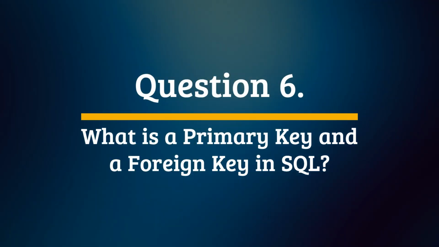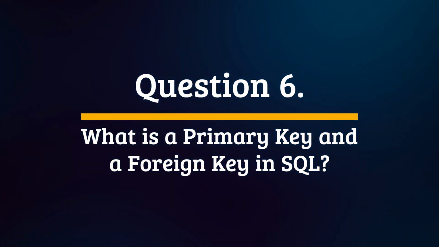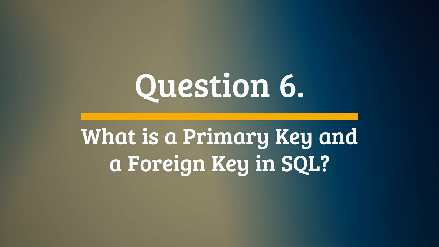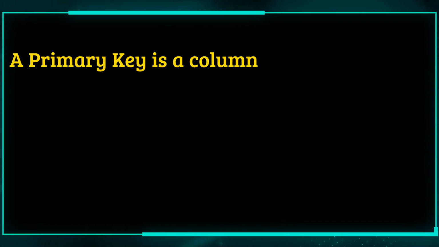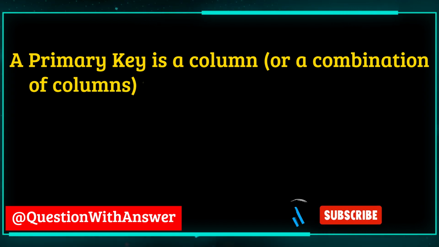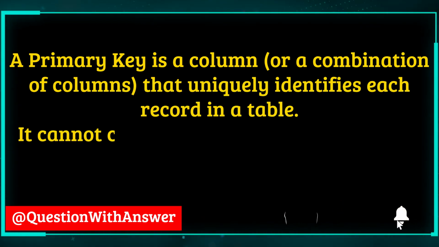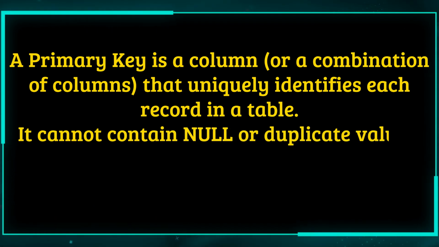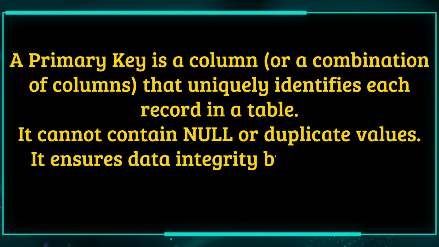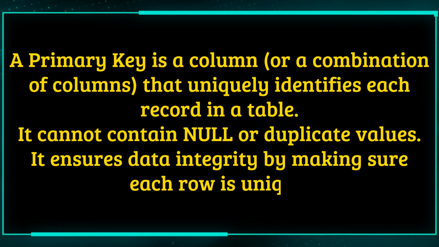Question 6. What is a primary key and a foreign key in SQL? Answer. A primary key is a column, or a combination of columns, that uniquely identifies each record in a table. It cannot contain null or duplicate values. It ensures data integrity by making sure each row is unique.